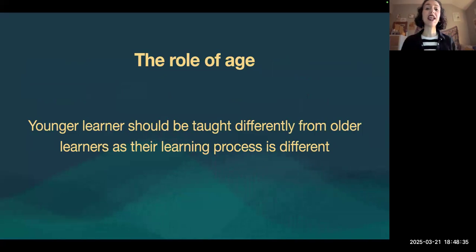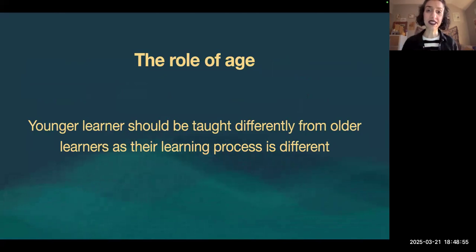So, as I mentioned at the beginning, age plays a significant role. This doesn't mean that we should discriminate against younger learners as having different abilities than older ones, but we should definitely be teaching younger learners differently from older learners, as the learning process is different.